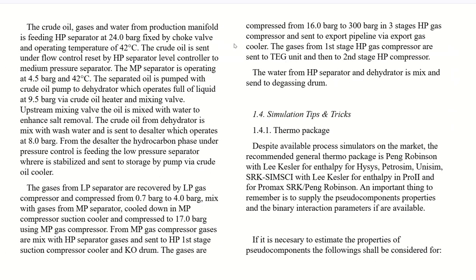Okay, so basically this talks about how the pressure is subsequently increased in the gas line for dew pointing, and if any acid gas is there, it is removed accordingly. The gases from the first stage HP compressor are sent to the TEG unit and then to the second stage HP. The TEG unit is basically removing water from the gases and meeting the water dew point in the export gas. Hope this is clear.